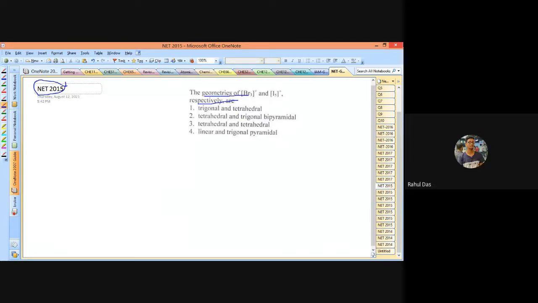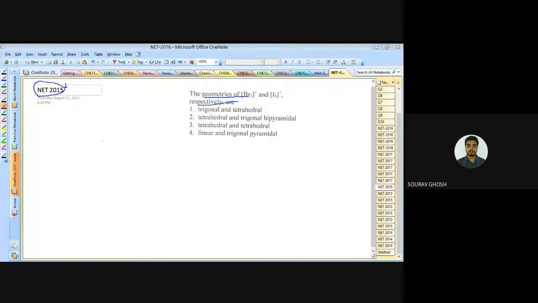Sir, first tetrahedral. First one is tetrahedral, Br3+. Sir, option B. Tetrahedral and trigonal bipyramidal. Answer? Br3+. Sir, option 4. Linear and trigonal bipyramidal. Yes, option 4 is the correct answer. Very good.